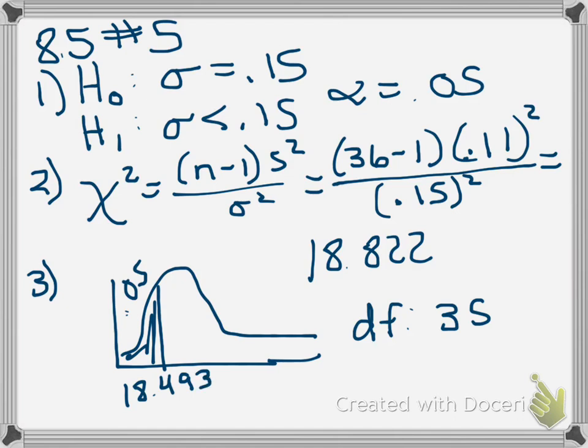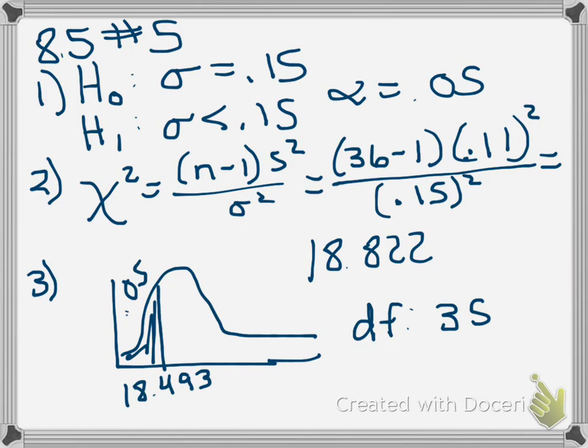The book actually goes halfway between 30 and 40, so they use 22. They just interpolate. I always go according to the table. I go whatever the closest thing is on the lower end. Since we have a degrees of freedom of 35, I would use 30. Obviously, if you use 26, you're going to get a little bit different answer than I am.